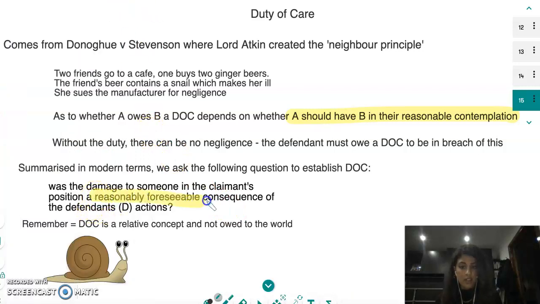So let's just highlight that. Were the actions reasonably foreseeable? Was there a foreseeability of harm of that defendant to that claimant? And remember, the duty of care is a relative concept. It's not that we owe a duty of care to everyone in the world. That would be wholly unreasonable and unworkable. So this is very important to know.